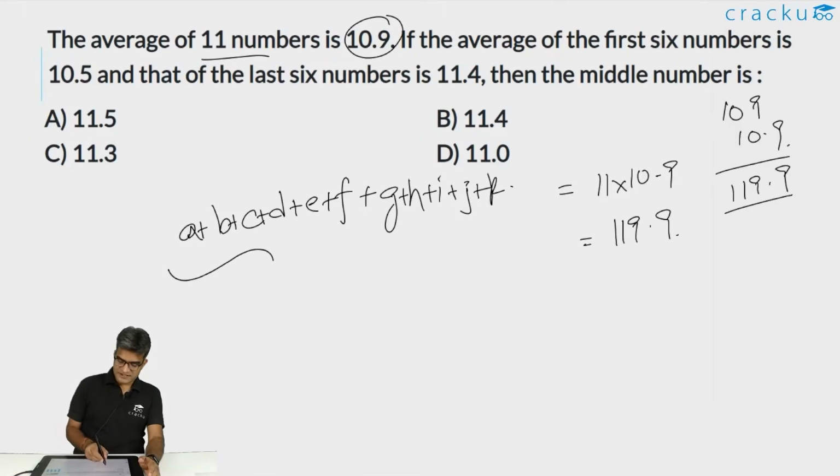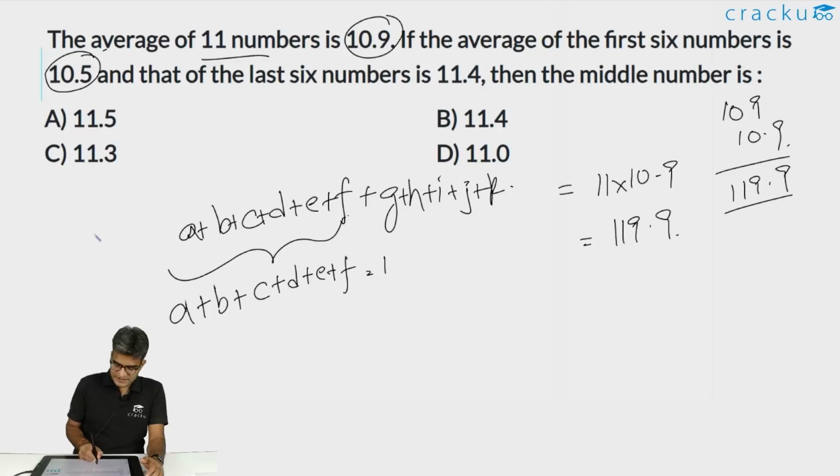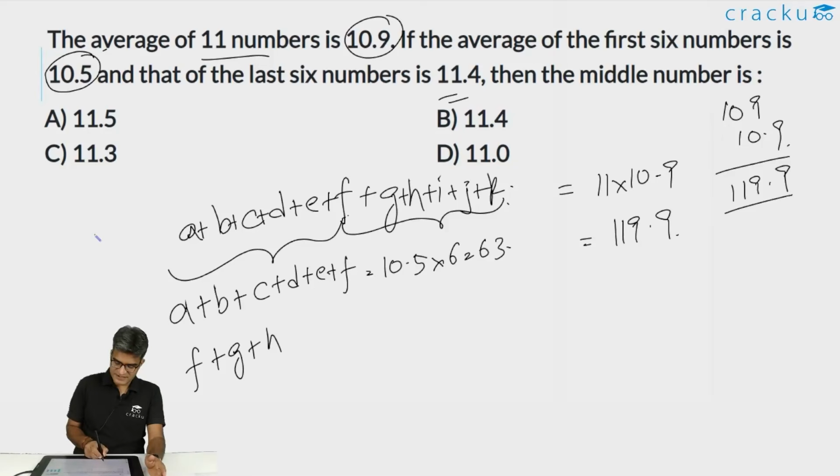What we are told is that the average of the first 6 terms is 10.5. So what is the sum of the first 6 terms? That is, what is the value of A plus B plus C plus D plus E plus F? This is equal to 10.5 into 6, which is 63. What is the average of the last 6 terms? That is 11.4. So what is the value of F plus G plus H plus I plus J plus K? That average is 11.4.